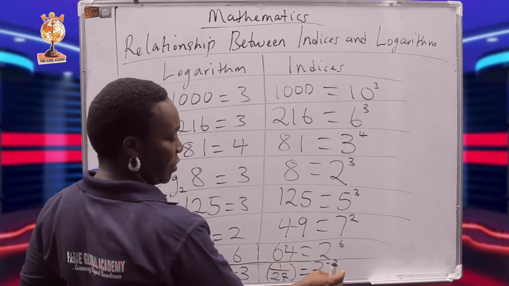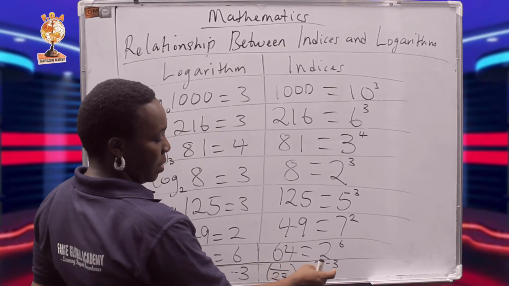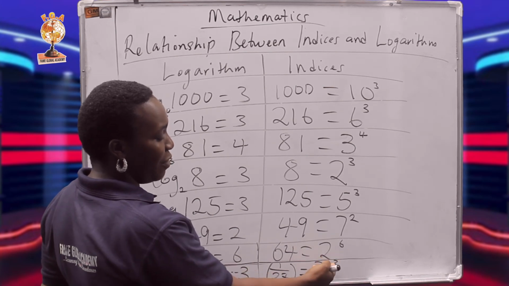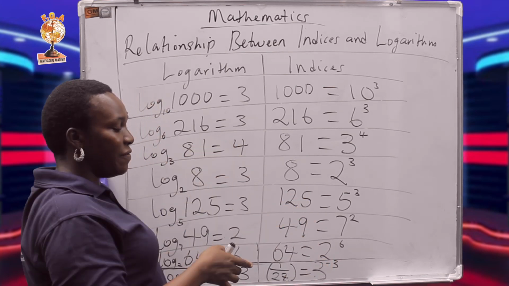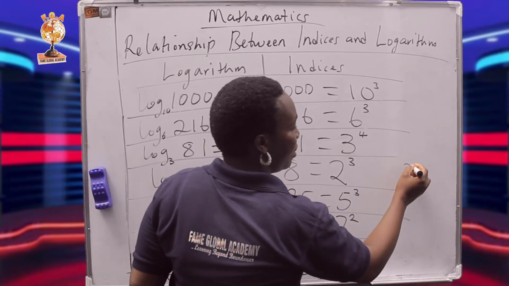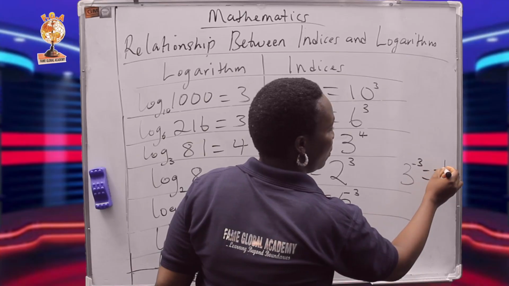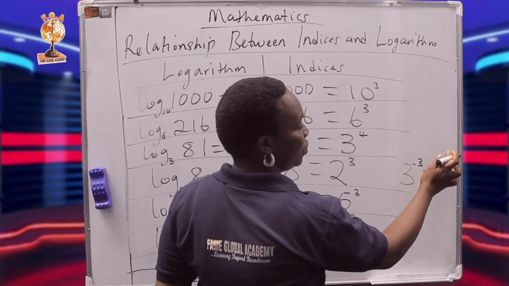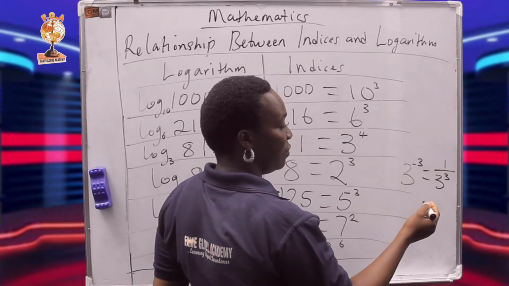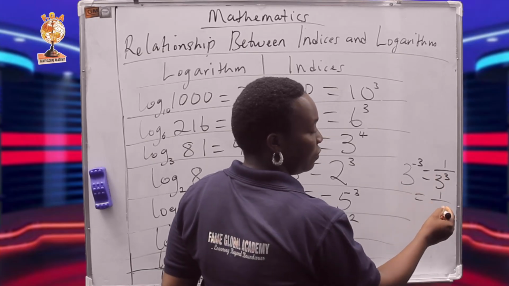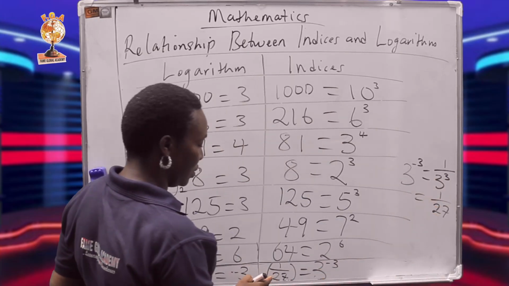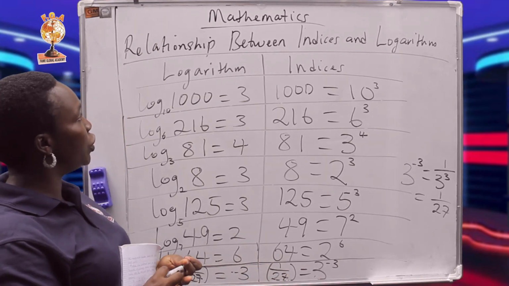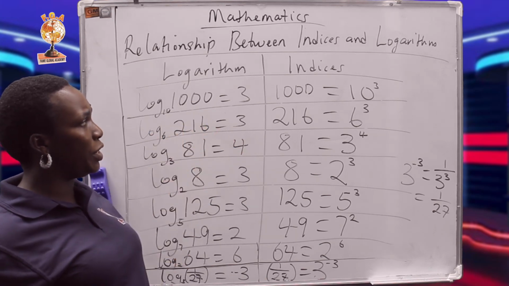Okay, so if you calculate this, you will get back this, because this is what we call the inverse law in indices. When a number is raised to the power of a negative number, it means the inverse of that number. So 3 raised to the power of minus 3 simply means 1 over 3 raised to the power of 3. This minus has turned to an inverse, which is 1 over. And 3 raised to the power of 3 will give us 3 times 3 times 3, which is 27. So that's 1 over 27, and that's exactly what we have here. Okay, so this is the relationship between indices and logarithm.